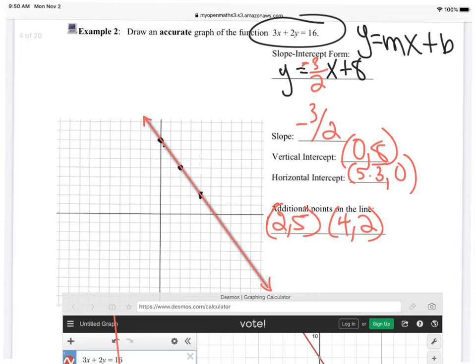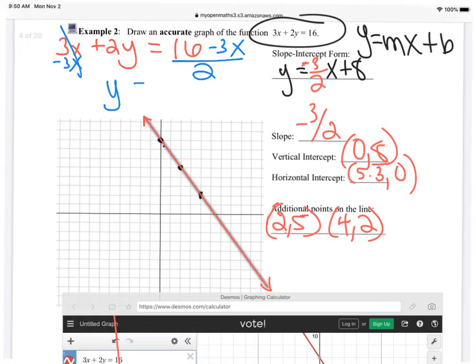Now, you also could have just taken this function to get the slope-intercept form. I'm going to show you this. You don't have to write this down, but if you like this option, you can. You can subtract your x term, so subtract 3x, and then divide everything by 2. And you would get 8 minus 3 over 2x, which is basically the same thing: negative 3 over 2x, positive 8.